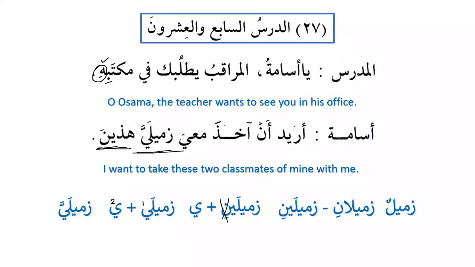Zamilai. أريد, the fi'l is there, Ustaz. Excellent. Uridu, and then after that, akhwada, basically. So it is maful bihi for akhwada. So zamilani, zamilaini, zamilaini. So it has become zamilai. And then when we use it as mudaf, as you have seen over here, the noon gets dropped, and then it becomes zamilayya hadaini.